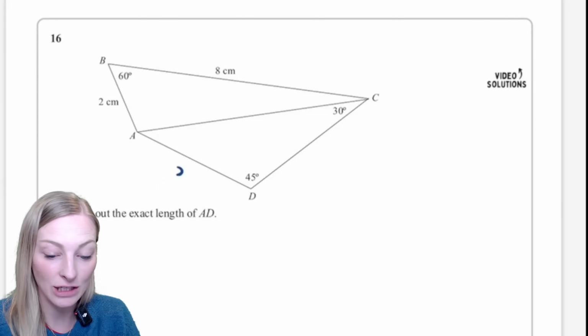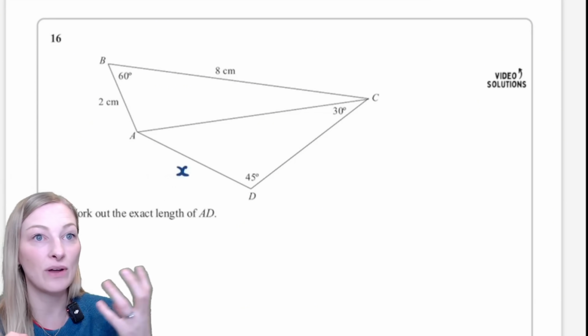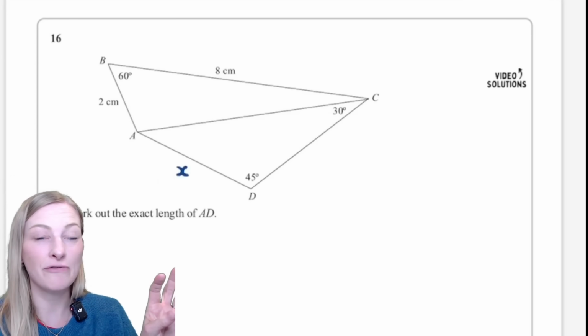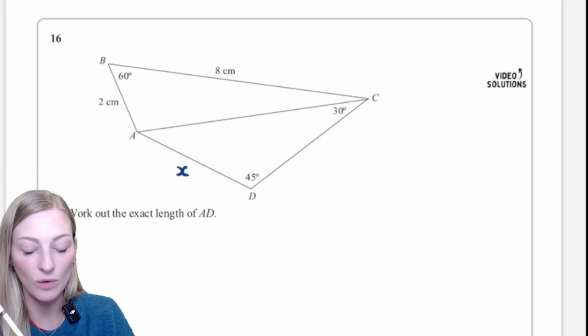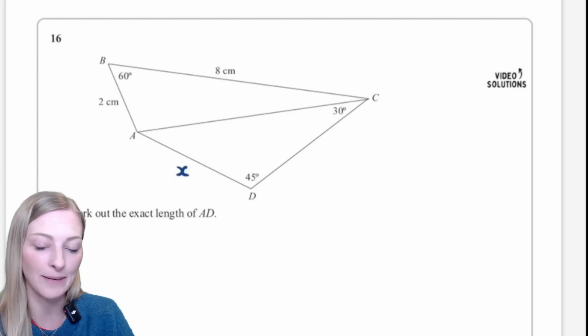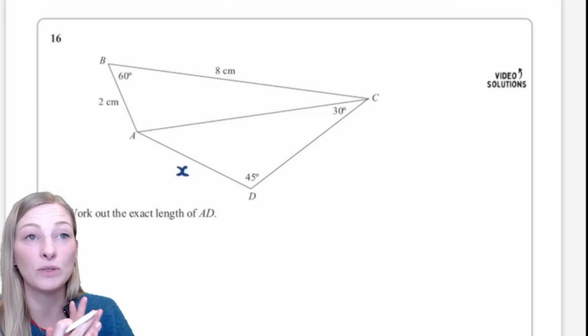Question number 16. Work out the exact length of AD. Let's put an X there so we know what side it is that we're working out. Now, Edexcel love to do this where they'll give you 2 triangles. They'll give you enough information in one triangle to give you a shared side, and then you can work out more information in the triangle that you're interested in. So we're going to start with triangle ABC, and I've got 2 sides and the angle in between, so this feels perfect for the cosine rule.